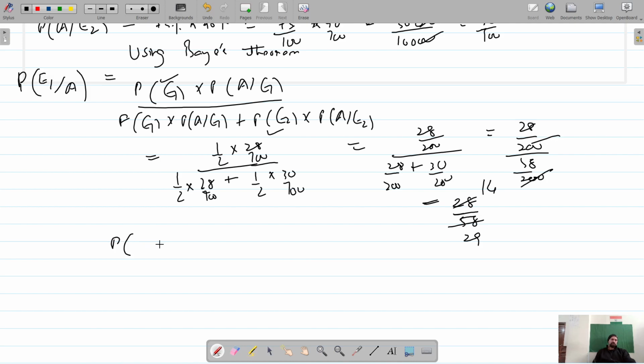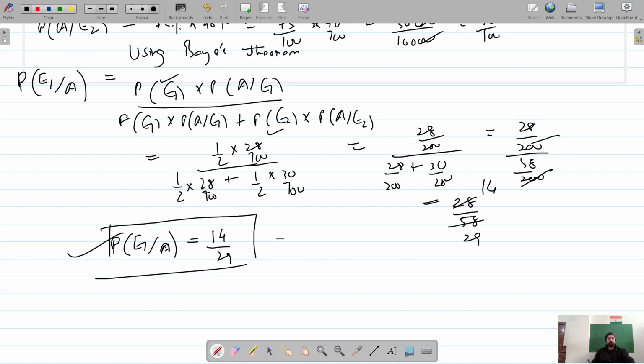So our answer for the probability of getting a heart attack if the person was doing meditation and yoga is 14 by 29. So that's the answer to question number 7.